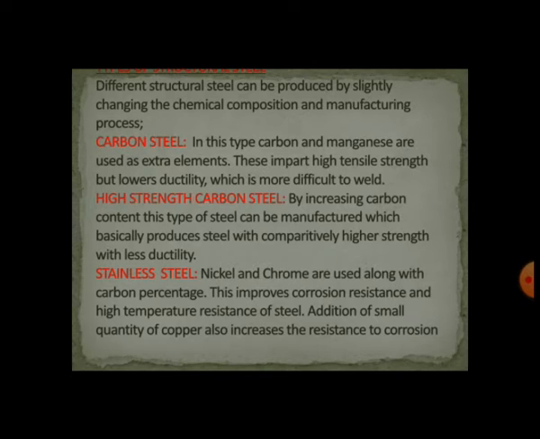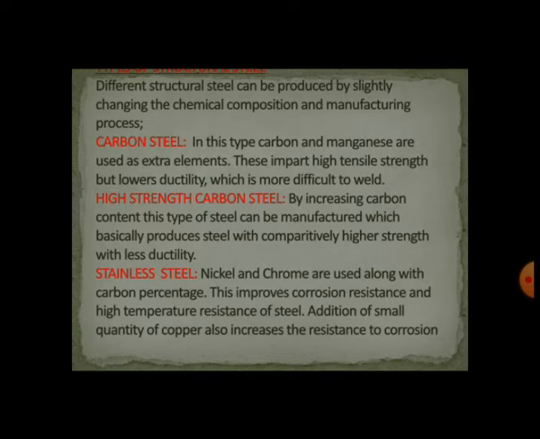So what is ductility? What is strength? What is yield stress, ultimate stress or tensile stress? All these points I am going to discuss in the next lecture, when I discuss the behavior of steel under tensile forces. Coming to high strength carbon steel: by increasing carbon content, this type of steel can be manufactured, which produces steel with comparatively higher strength and less ductility.